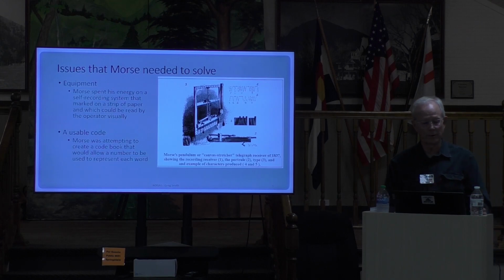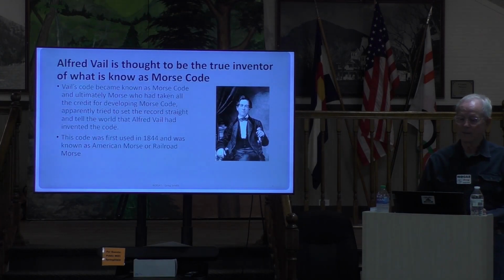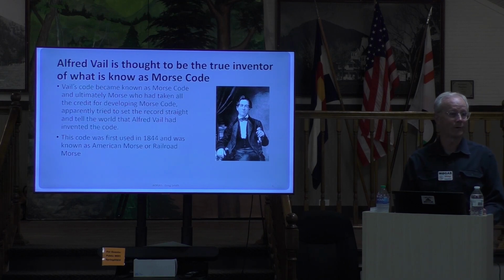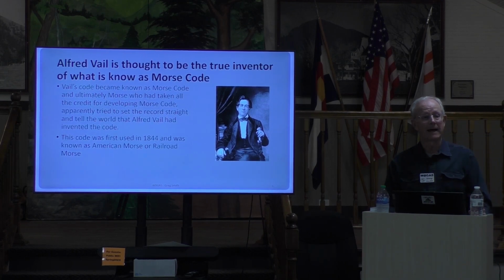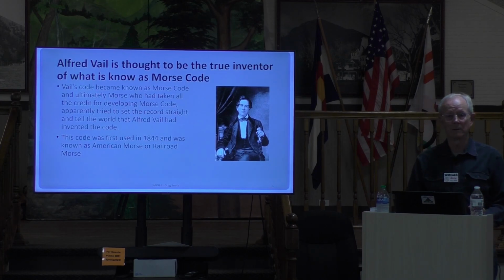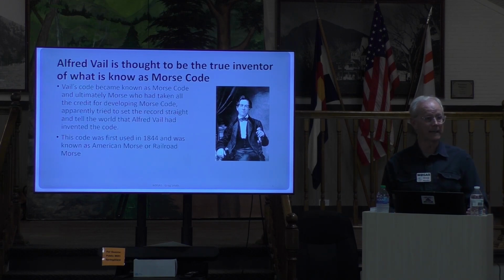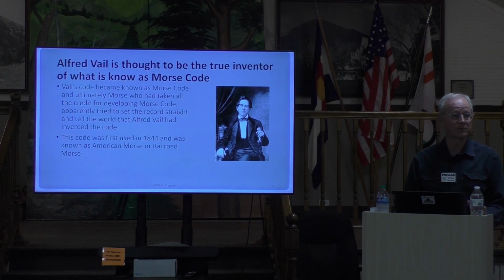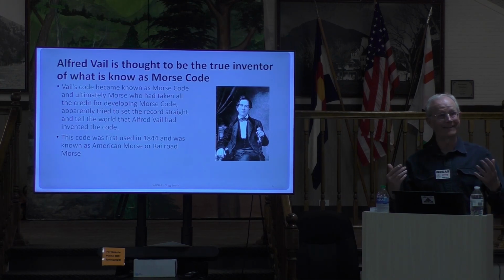So he worked with a guy named Alfred Vail, who is really the inventor of Morse code. And Alfred Vail and Samuel Morse's code consisted of dots and dashes. Now it's a little more complicated than the code we use today. It was first used in 1844, and it's known as American Morse or Railroad Morse. Now, the mistake is often made, we think because we are Americans, we think, well, of course it's American Morse code that we use. We don't.